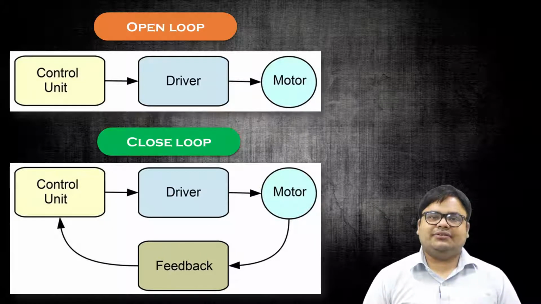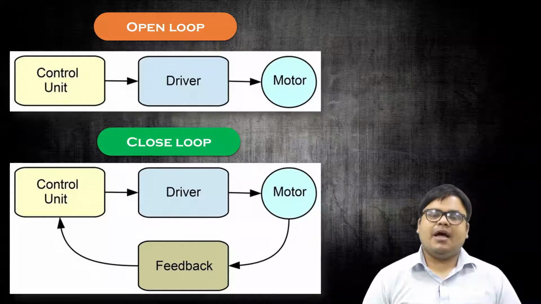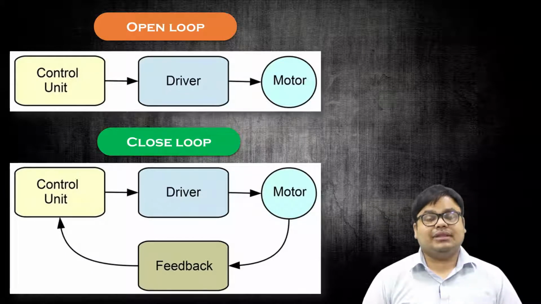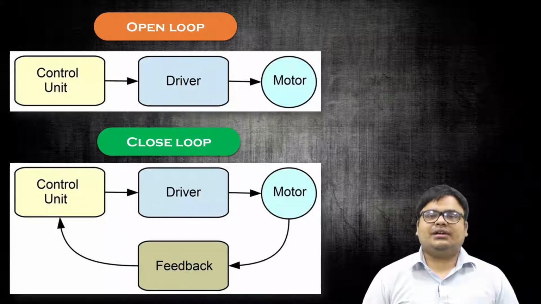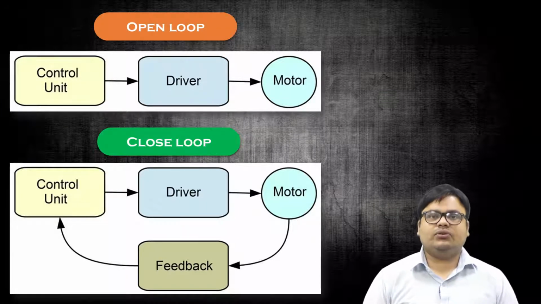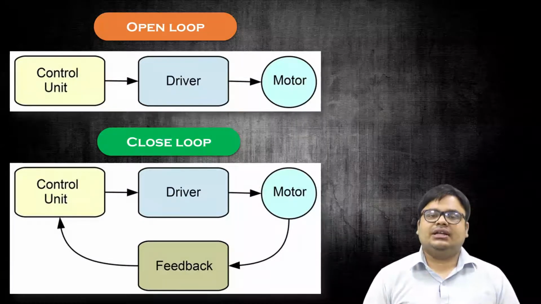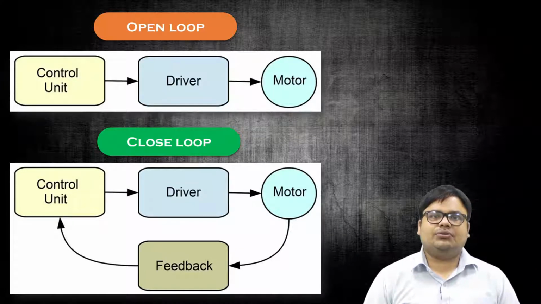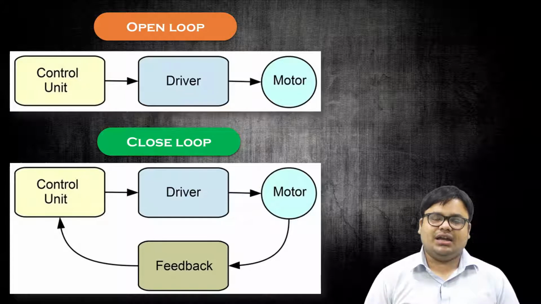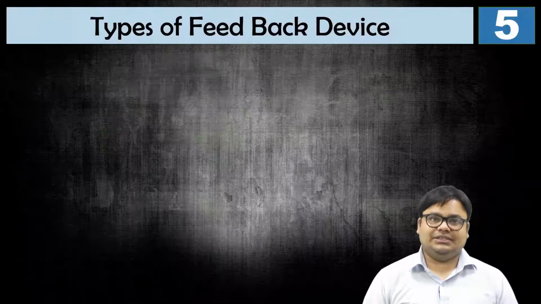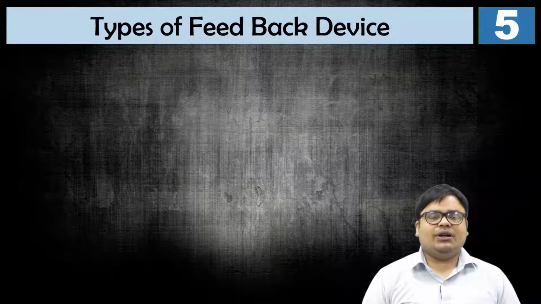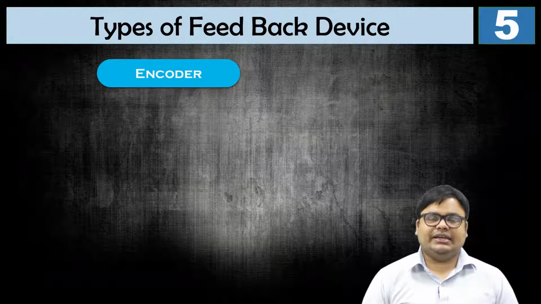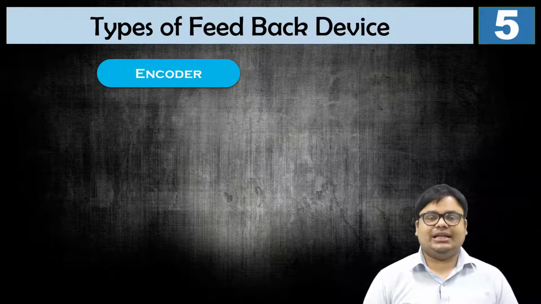So this is the difference between open loop system and closed loop system via the feedback device. In the open loop system there is no feedback device, so the controller doesn't get any feedback on how much work has been done by the motor. Whereas in the closed loop system there is always a feedback device which sends signals to the controller unit about whether the task assigned to the motor is done or not, and if it is done, how much is done. Let us know the different types of feedback devices used on CNC milling machines. The encoder is one example of a feedback device generally used on a CNC milling machine.